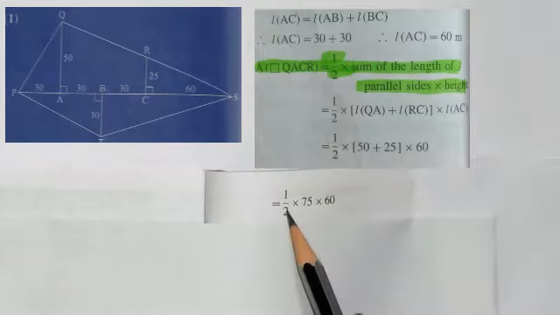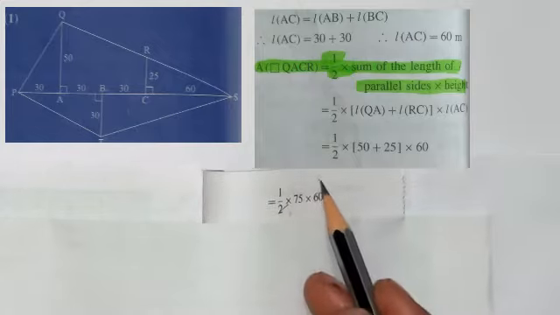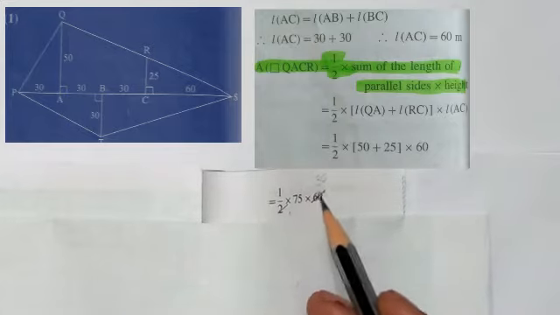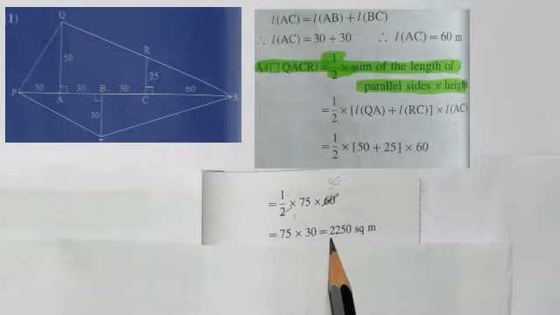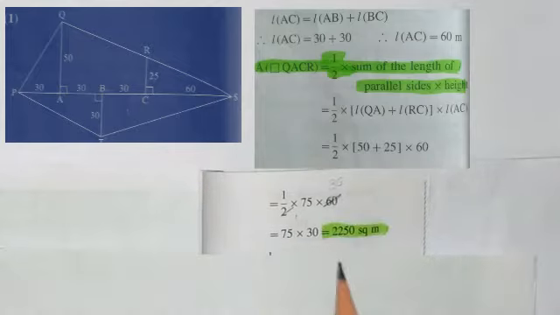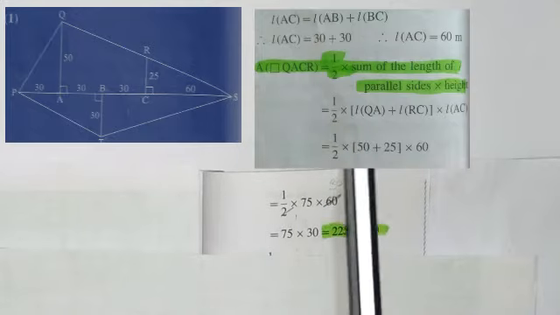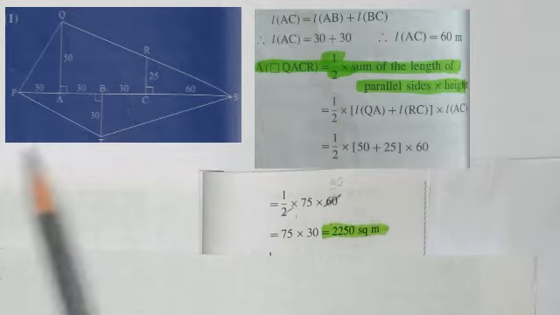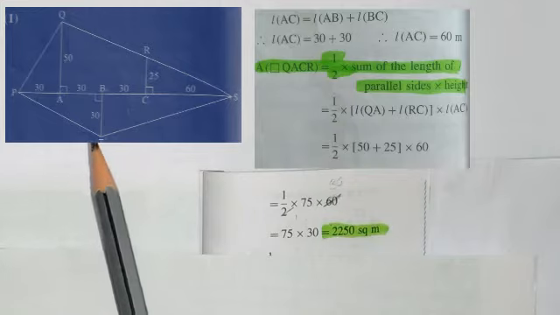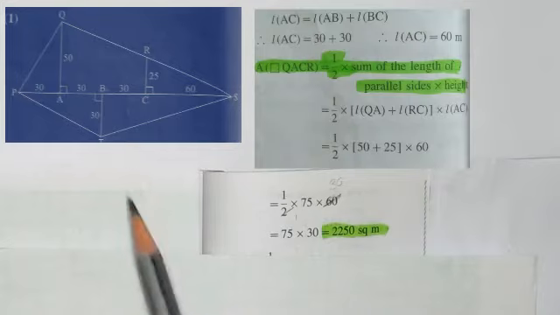If you do the calculation, 2 ones are 2, 2 threes are 6, 2 zeros are 0. So this 60 will be cancelled. At last we get the answer, that is 75 into 30 is equal to 2250 square meter. It means the area of quadrilateral QACR is equal to 2250 square meter. Now we got the area of this triangle as well as the quadrilateral. Now we are going to move towards this upper one, the last corner of the plot.